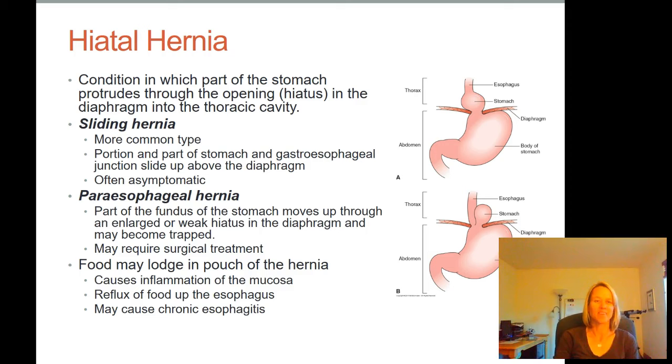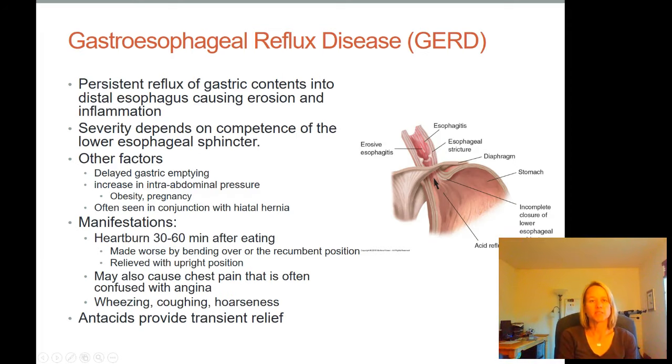There we go. All right, what's next? Gastroesophageal reflux disease, or GERD. This is where we get persistent reflux of gastric contents from the stomach into the esophagus. This leads to erosion of the layers of the esophagus and inflammation. The severity depends on the competence, or how well the lower esophageal sphincter closes.